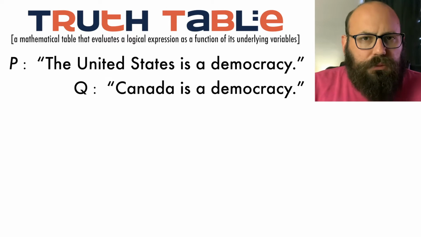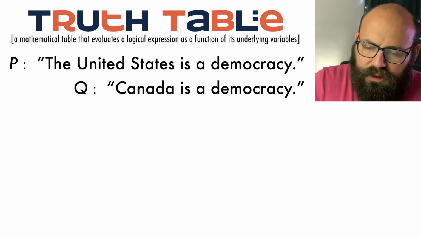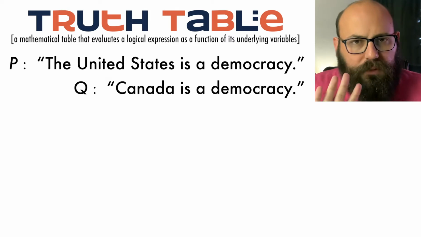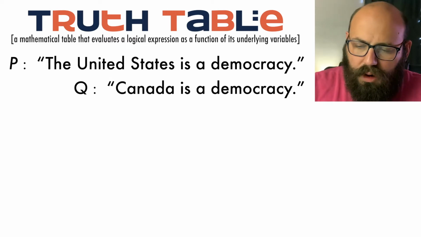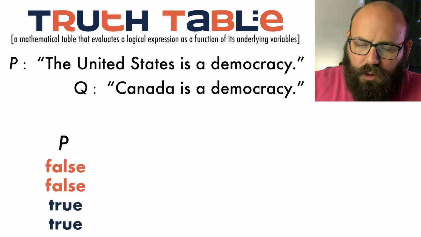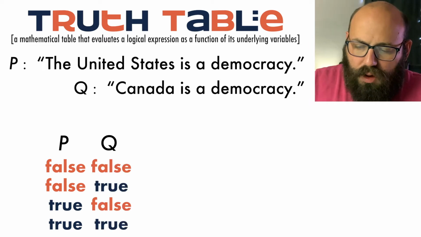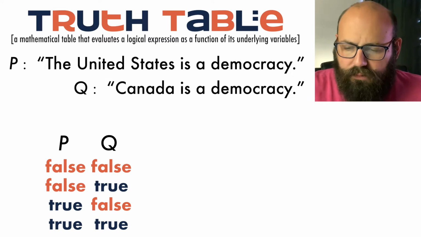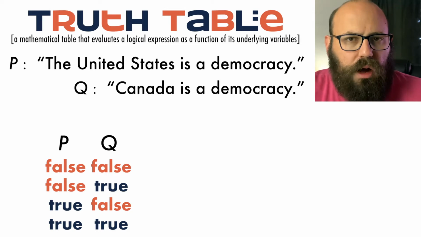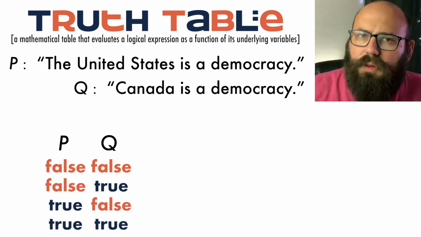There are 4 possible combinations of truth and falsehood of those statements, right? So let me write these out with columns. There's going to be 4 rows in this 2-column data set. P might be false, false, true, true, and Q might be false, true, false, true. You'll notice in these 4 rows we've got all 4 possible combinations of the constituent statements P and Q. I'm going to try to combine P and Q to make other statements.